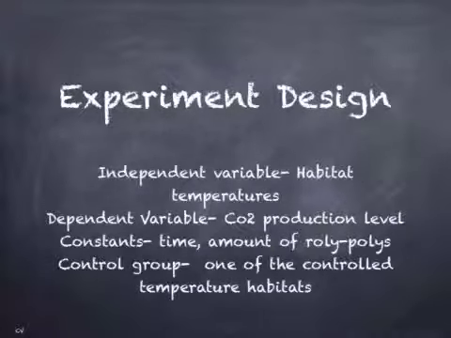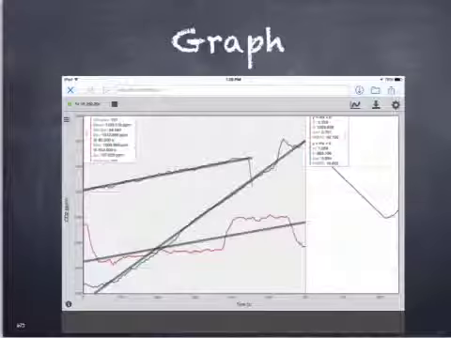Experiment design. The independent variable: the habitat temperatures. The dependent variable: CO2 production level. The constants: the time and the amount of roly-polies. The control group: one of the controlled temperature habitats. Graph.